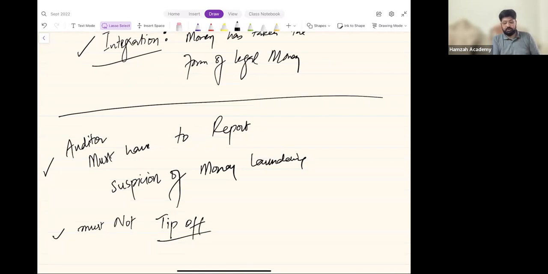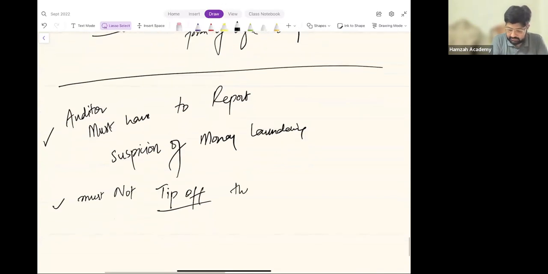Now, they must not tip off. So, students, the client. These two are special related to the auditor.